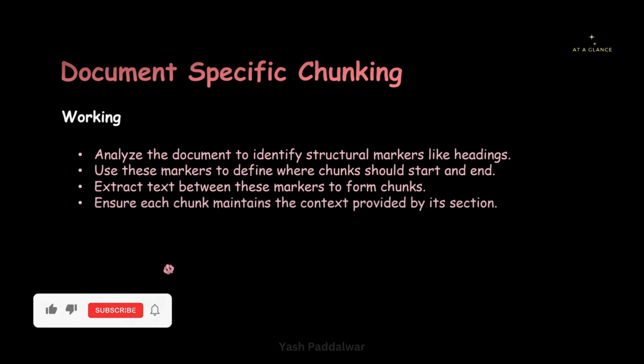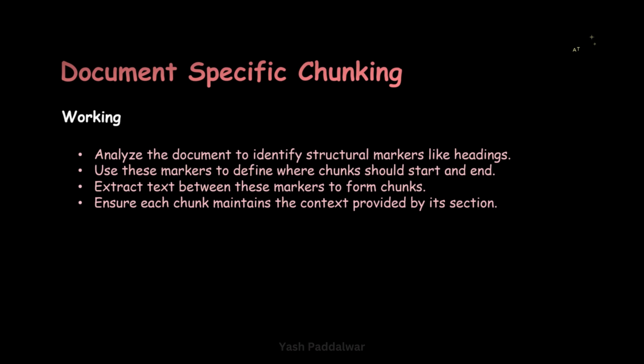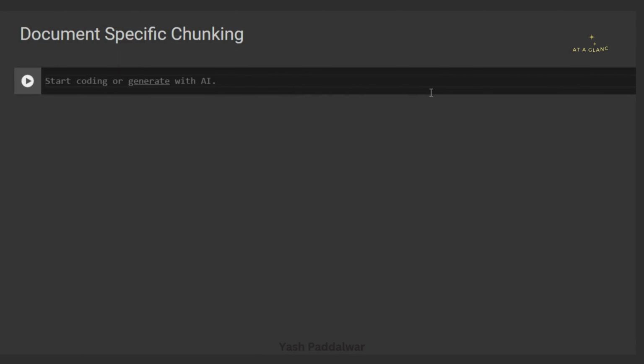And once chunks are created, we ensure that each chunk maintains the context provided by its section. Now, for doing such tasks, there are already a lot of inbuilt libraries present. Also, we can simply define our custom function to do this particular task. We can customize the functionality as per our need. So I hope the working is clear. Now let's have a look at the practical implementation of how document specific chunking works. We'll see different examples of different document formats so that it will be clear to you what and when to use. Now let's see how we can implement document specific chunking.